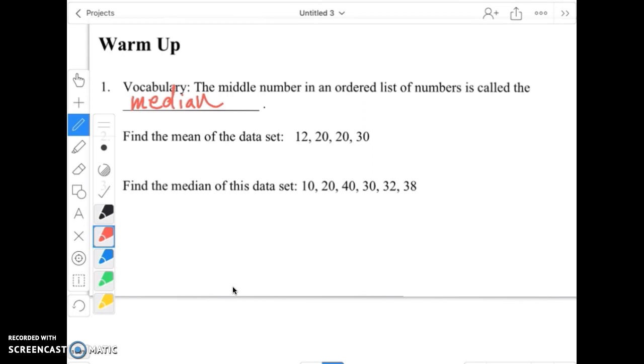So we got 30 plus 20 is 50, plus 20 is 70, plus 12 is 82, divide by 4, and that doesn't go in there, so we get 20.5.